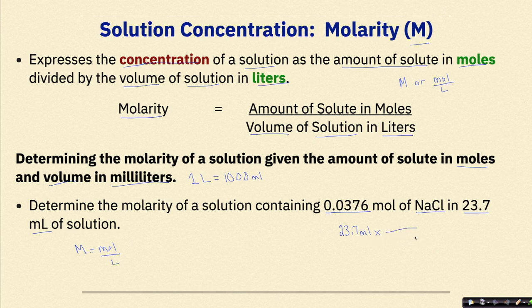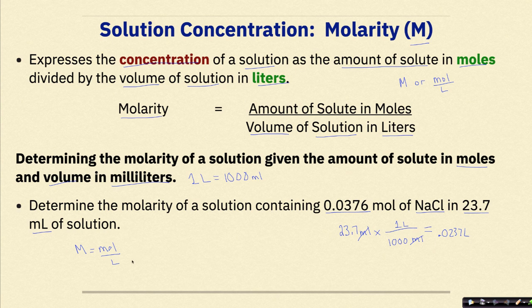So if I start with milliliters, milliliters needs to go on the bottom. 1,000 milliliters is equal to 1 liter. And then I'm going to cross out my milliliters. Those units go away. So 23.7 times 1 divided by 1,000 will give me 0.0237 liters. So now I'm in liters.